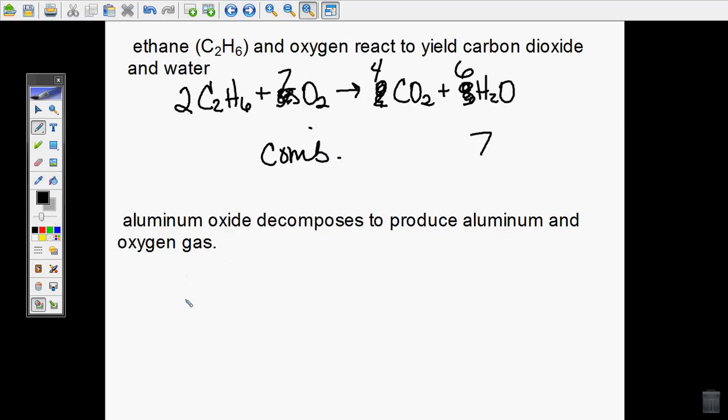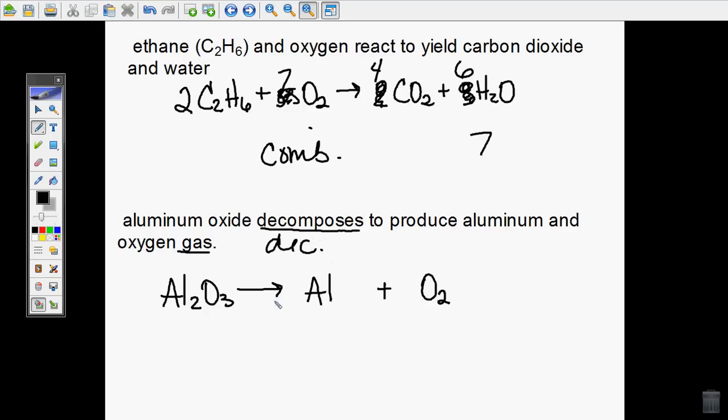Alright, aluminum oxide decomposes to produce aluminum and oxygen gas. So aluminum oxide decomposes to produce aluminum and oxygen gas. And remember, sometimes it will say specifically oxygen gas, and then you know you got to put a 2, but sometimes like up here it won't, and you just have to know your diatomics. So this kind of tells you in the problem, it's decomposing, so this is a decomposition problem.